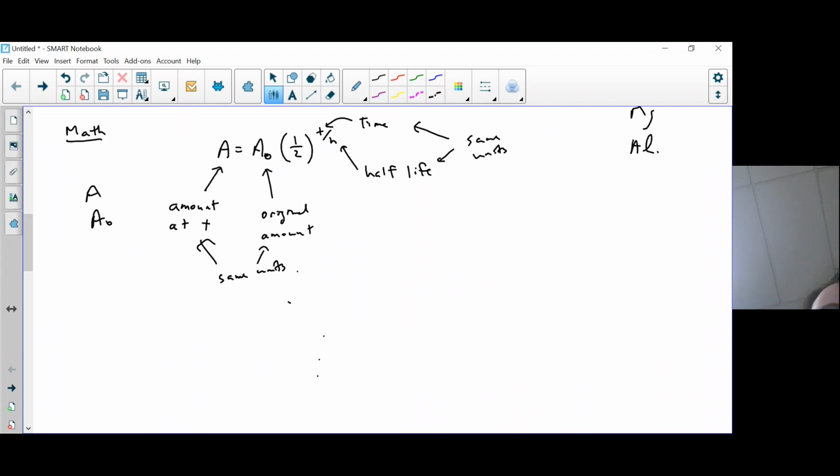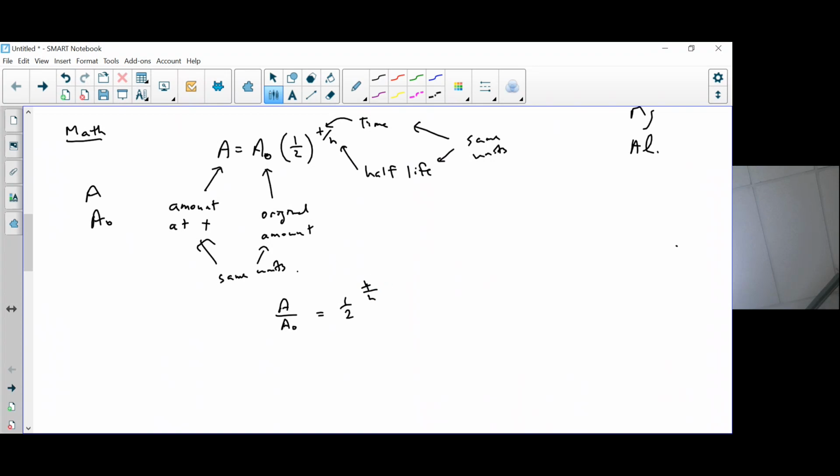When I have to solve for t or h, I start to have a bit of a problem because t and h are in the exponent, and how do I get them out? I'll just derive it really quick. I'm going to use logarithms. I'm going to bring the A0 over to beside the A, and it's going to go underneath. So I get A over A0 is 1/2 to the power t divided by h.